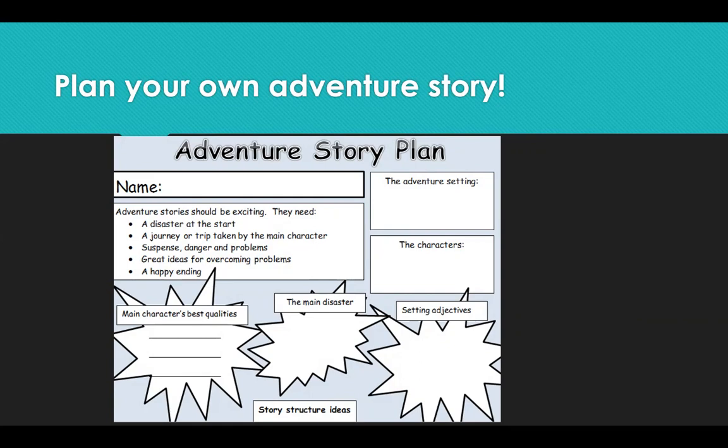A journey or trip taken by the main character. So, you know, every story has main characters. So, for example, if I give my main character a name, her name is Leah. So Leah is my main character. You can make any name. And she goes to mountains with snow, or she goes to a safari jungle, and suspense, danger, and problems.